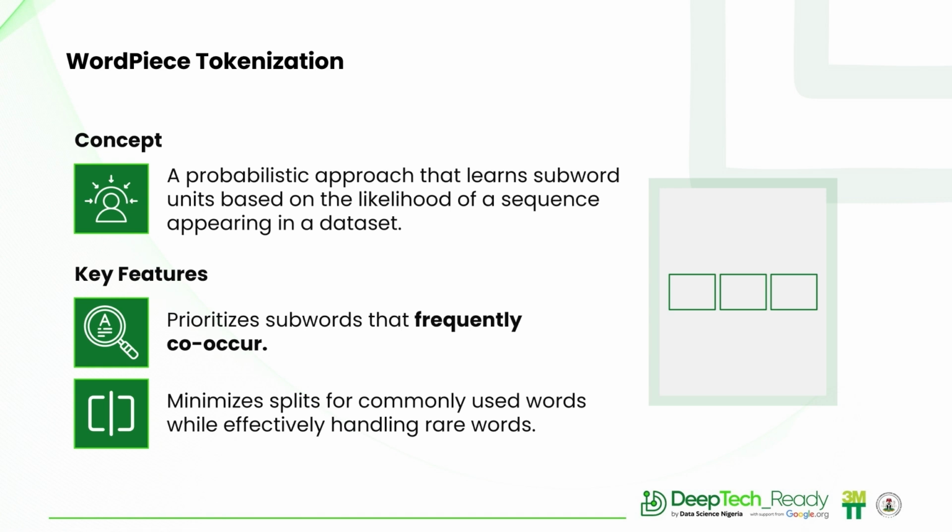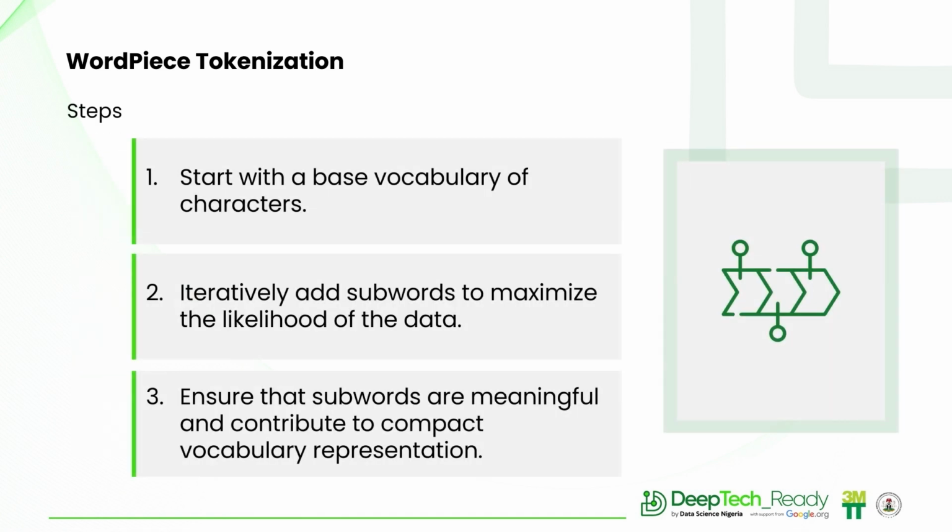The steps for WordPiece tokenization are as follows. Number one, we start with the base vocabulary of characters. We then iteratively add subwords in order to maximize the likelihood of the data. Finally, we ensure that subwords are meaningful and contribute to a compact vocabulary representation.